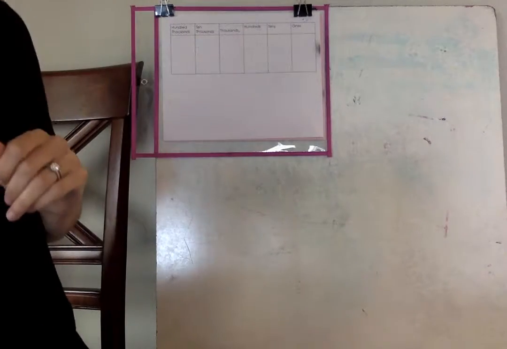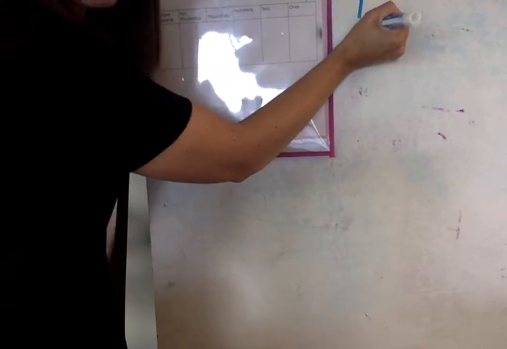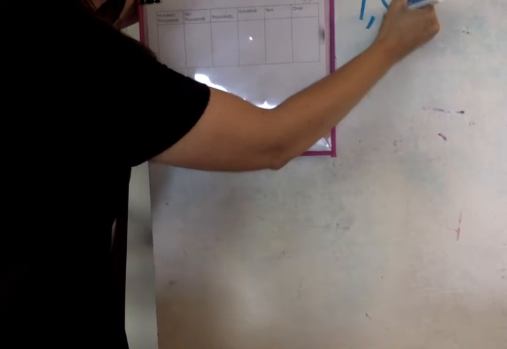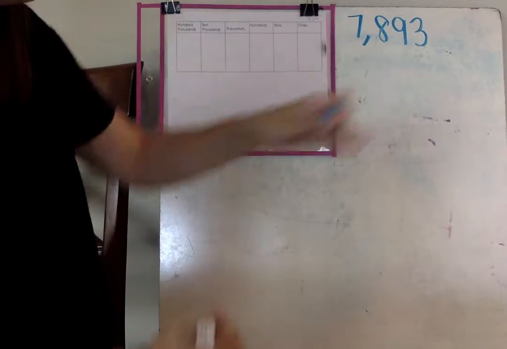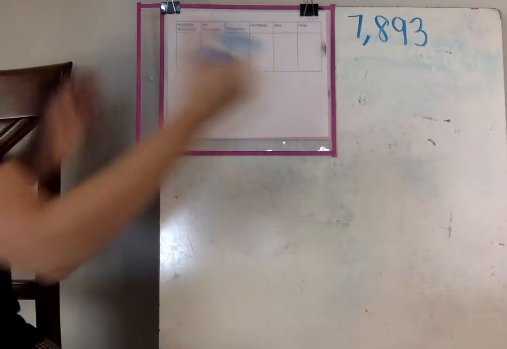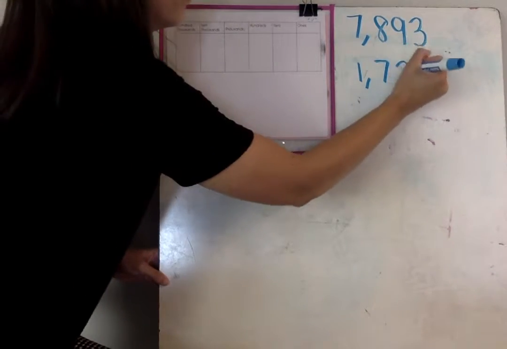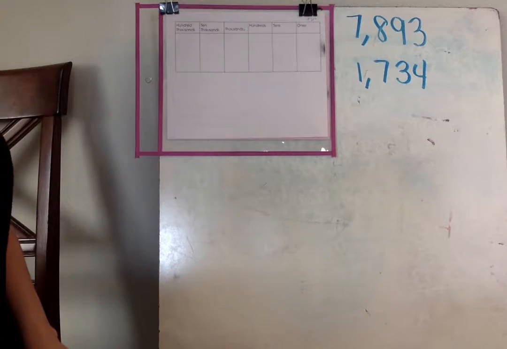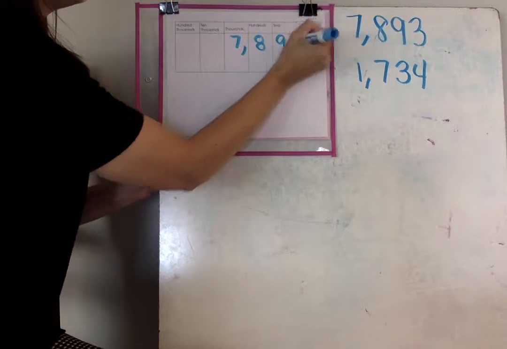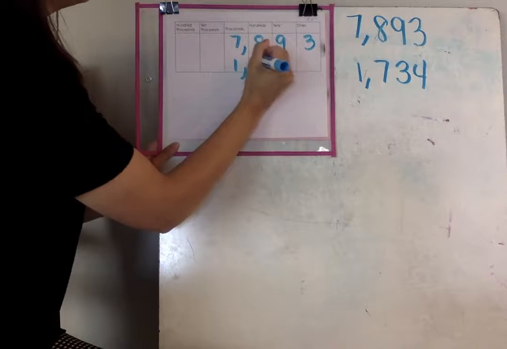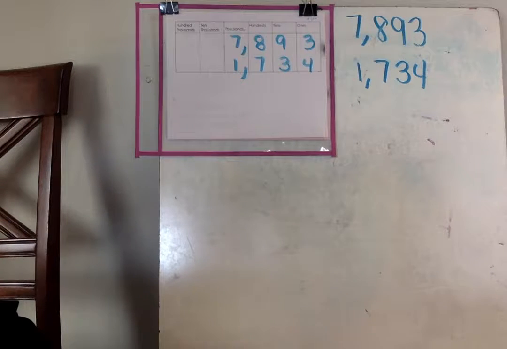This time, let's look at the numbers. I'm going to write 7,893. Let me say that again. Oh, you can't see it. 7,893, and I'm going to write 1,734. Okay? Let me write this in my place value chart. 7,893. Then I'm going to write 1,000,734. Go ahead and pause the video so you can write those numbers in your place value chart as well.